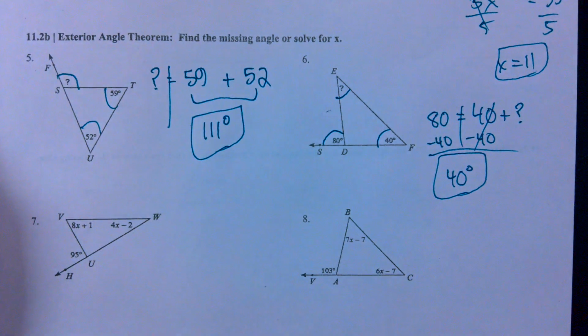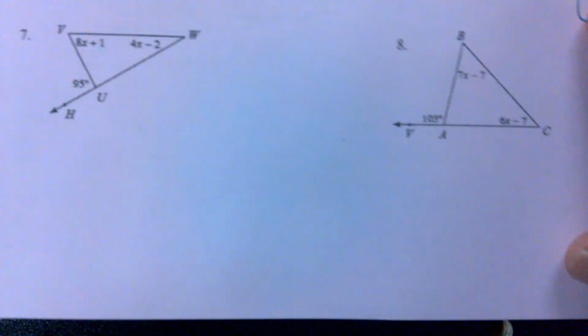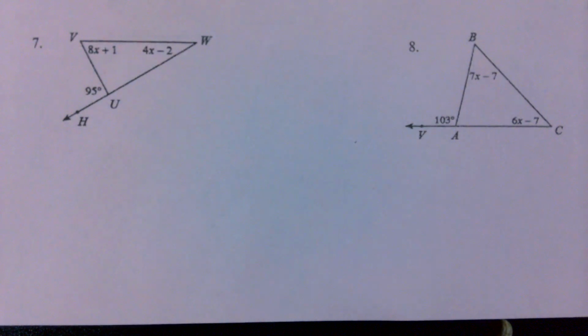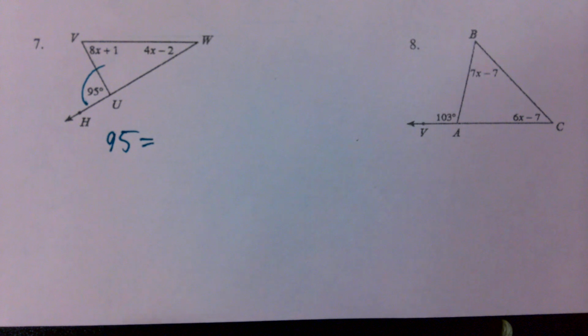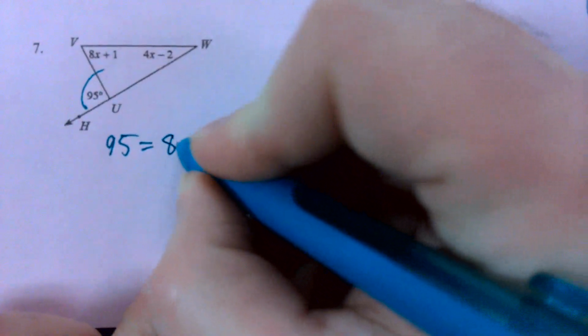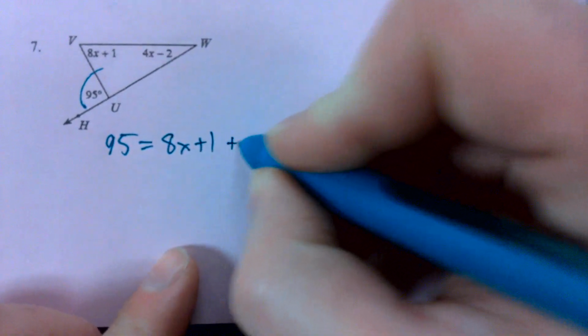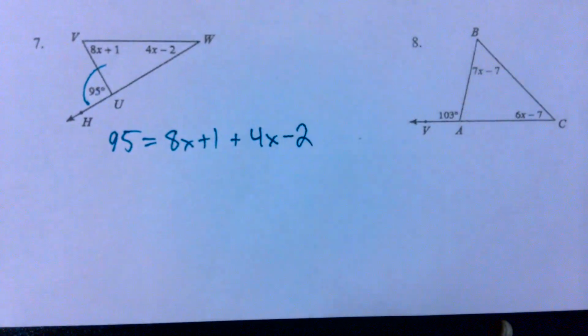Does that make a little bit of sense? Yeah. Okay. Now, when we introduce our expressions here, it makes things a little bit more difficult, but we still set this up the same way. My outside angle is 95, so that's going to be alone on one side of the equal sign. And my interior angles, 8x plus 1 plus 4x minus 2, get added together on the other side.